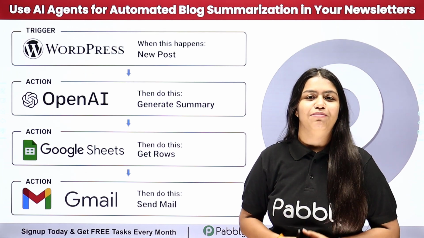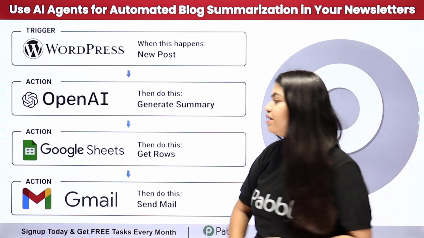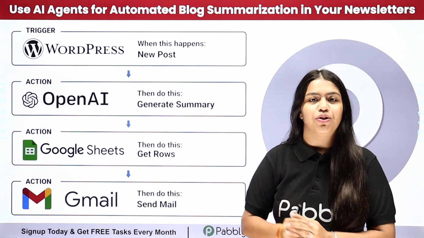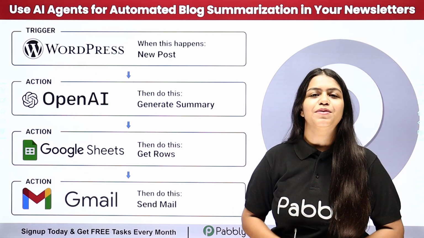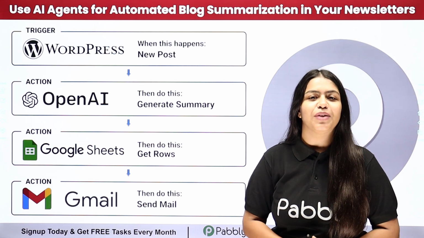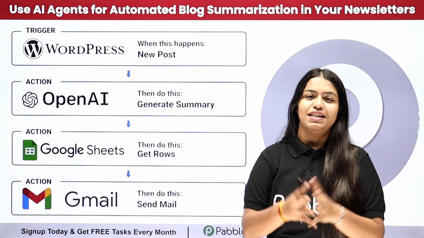So to do this, we are simply going to create a connection between WordPress, OpenAI, which is our AI agent, then Google Sheets and then Gmail. And to create this connection without knowing any programming or coding language, we are going to use Pabbly Connect. It is an amazing automation software. So do you also want to create this automation for your business? Then for that you have to come with me towards my screen.